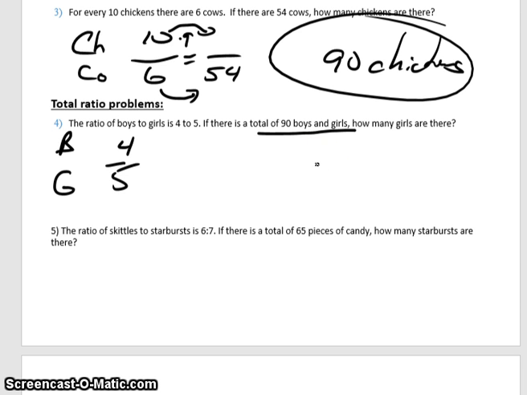Well, the 90. Does the 90 go with the boys? No. Does the 90 go with the girls? No. It's got to go with boys and girls. So I can't use this original ratio. But what I can do is use the original ratio to help me solve.